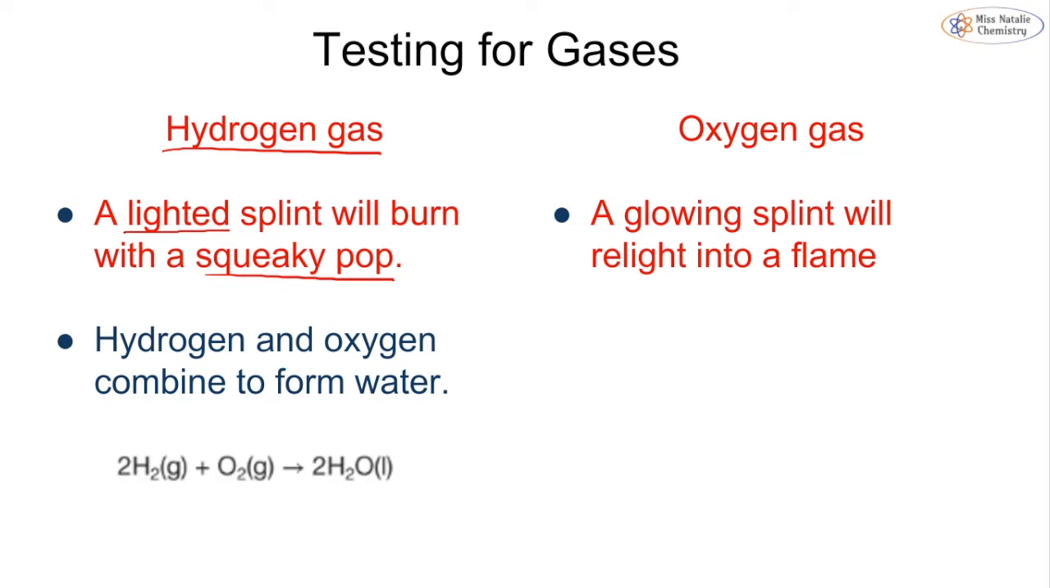For oxygen gas, again, you would have met this in Key Stage 3. We take a glowing splint this time. So we light a splint on fire, we blow it out, and then we put it into the suspected oxygen gas. And if it is, it will relight into a flame.